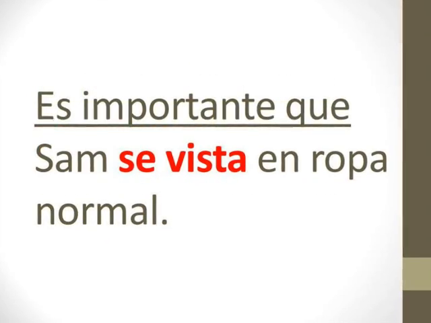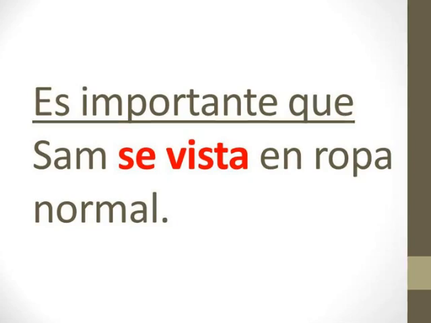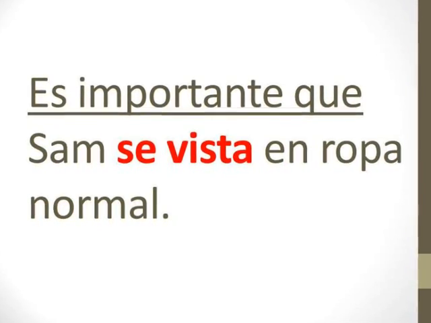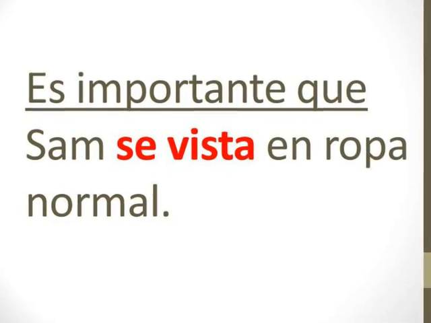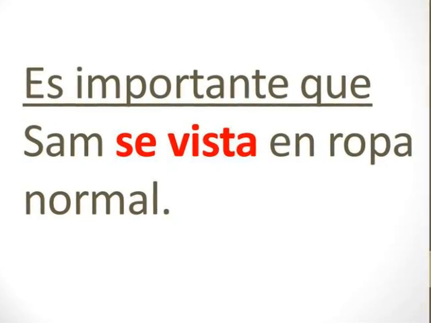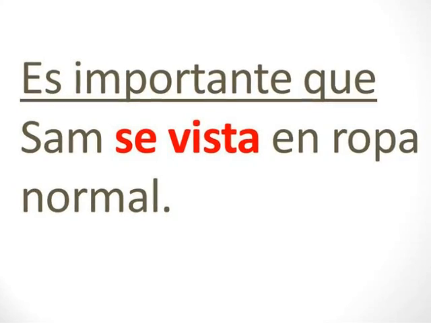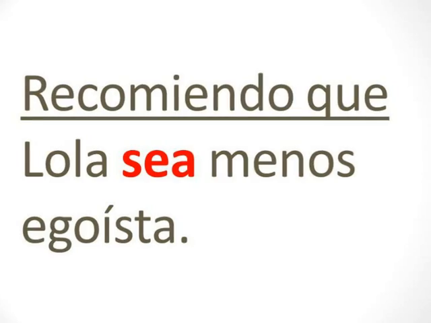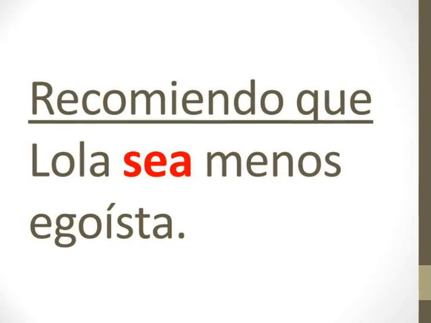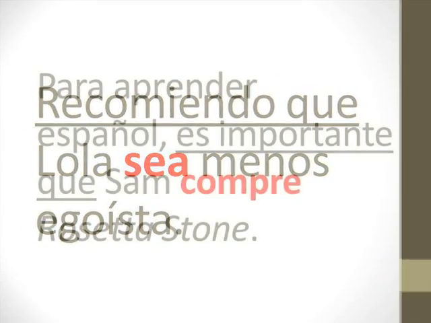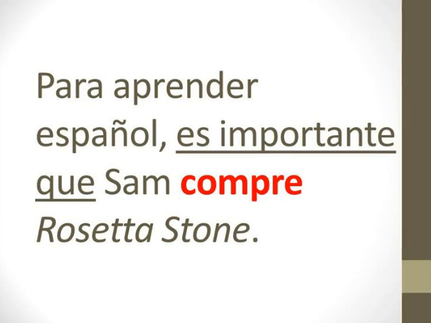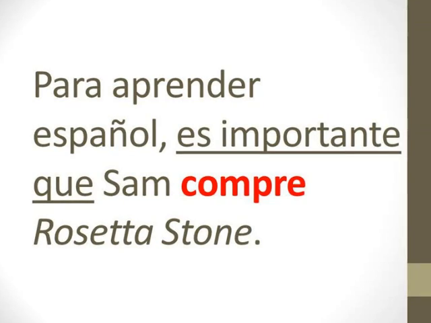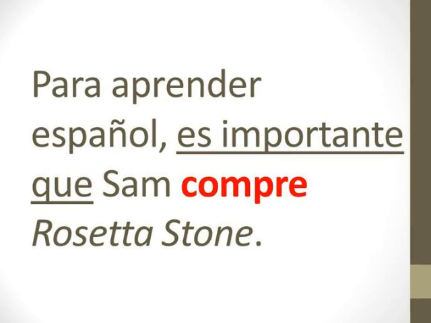All right, I'm going to go through the next few examples a little more quickly. Es importante que, it means it's important that. Here we're using the verb vestirse to get dressed. It's a stem-changing -ir verb, so it becomes Sam se vista. Es importante que Sam se vista en ropa normal. Recomiendo que Lola sea menos egoísta. Isn't this true? I recommend that Lola be less selfish. Para aprender español, es importante que Sam compre Rosetta Stone. In order to learn Spanish, it's important that Sam buys Rosetta Stone.